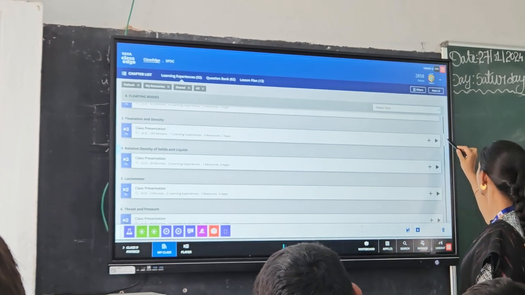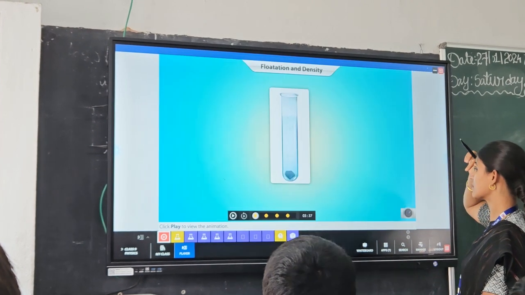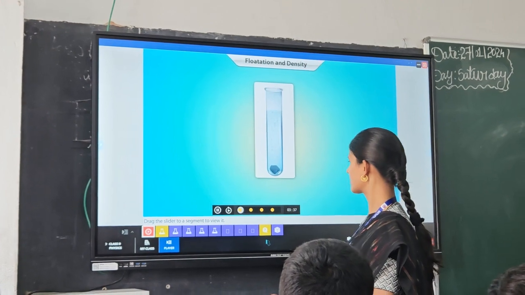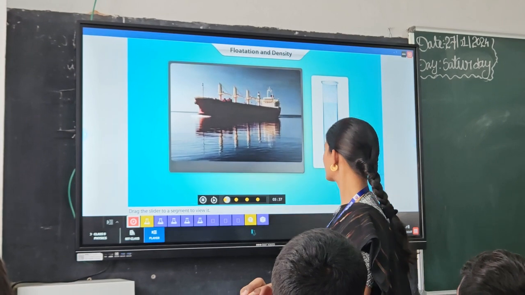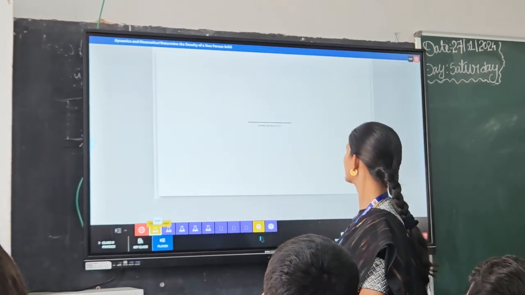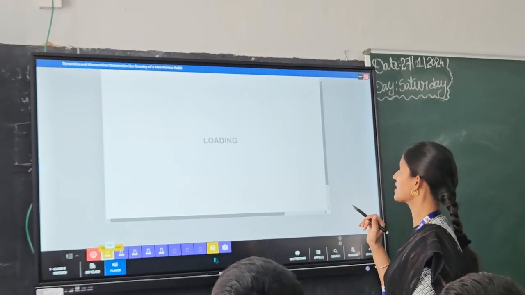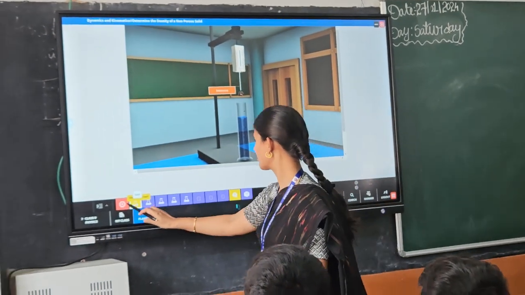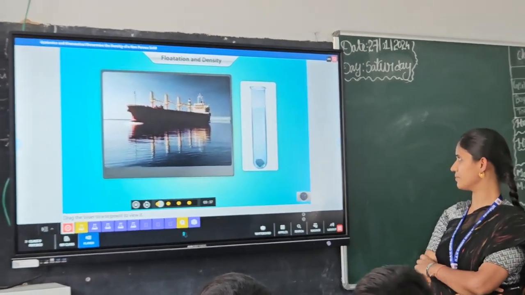Floating and sinking. Even a small stone sinks in water, but a huge ship floats effortlessly on the surface of water. Why, children? Density. Any activity is given based on density. So this we can do. Okay, have you ever wondered how this is possible?